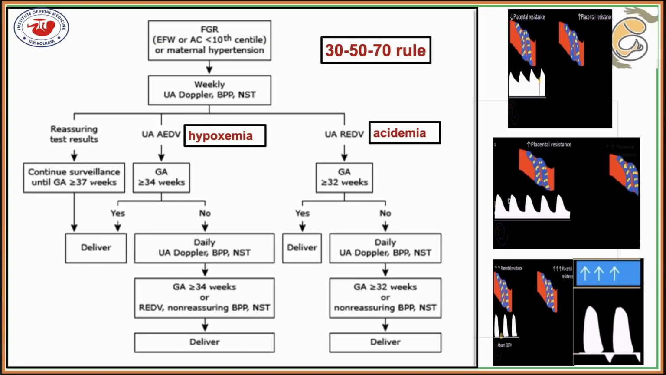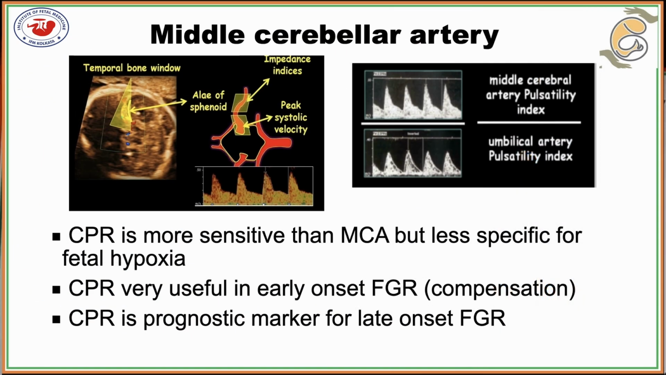Now I told you this 30, 50 and 70 rule, okay. 30% if there is a problem with the placenta, 50% and 70%: high resistance, absent end-diastolic flow to reversed end-diastolic flow. We will go to next.